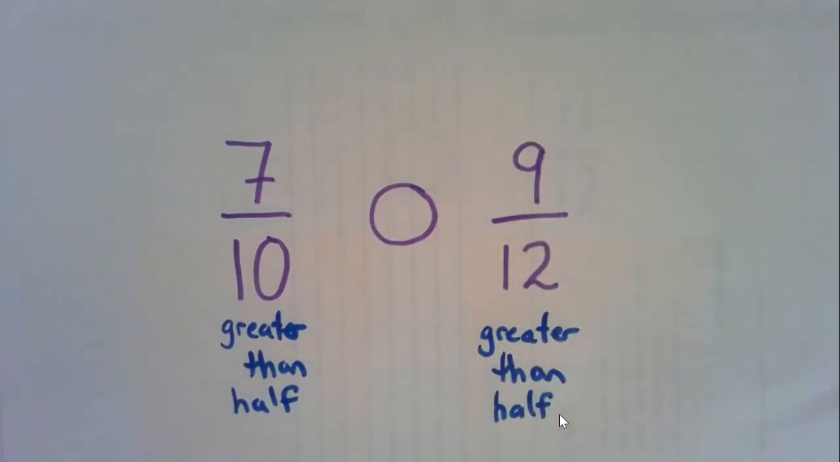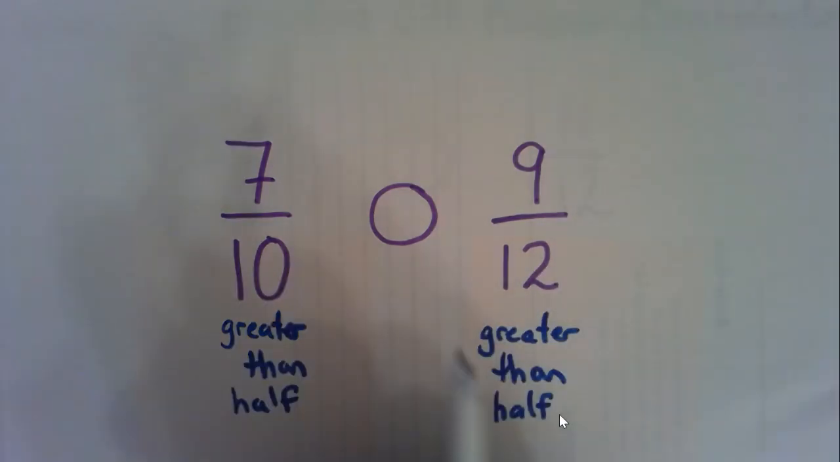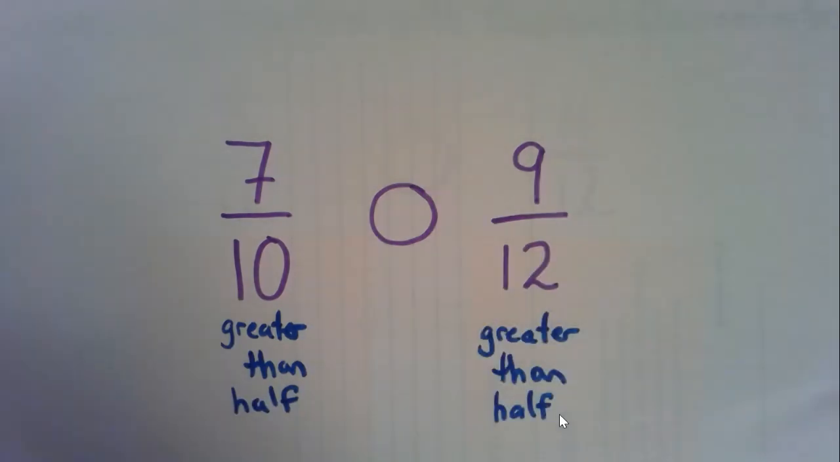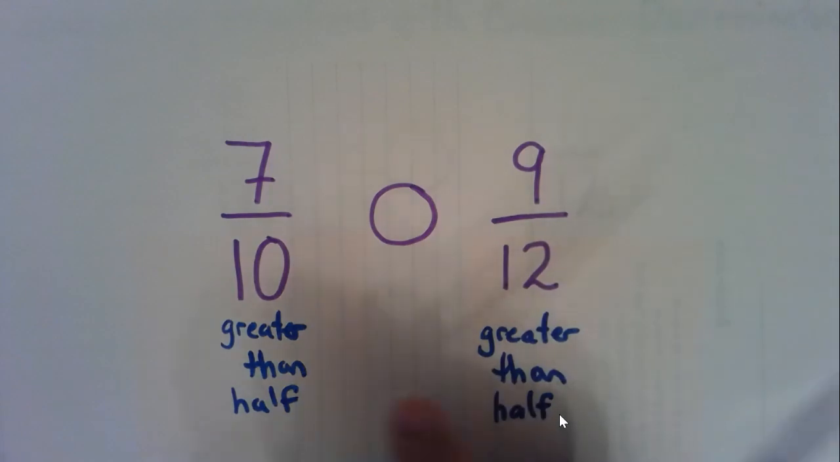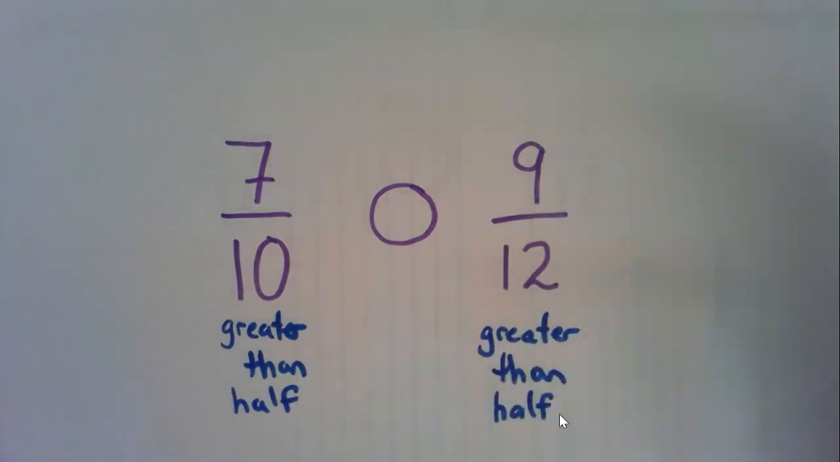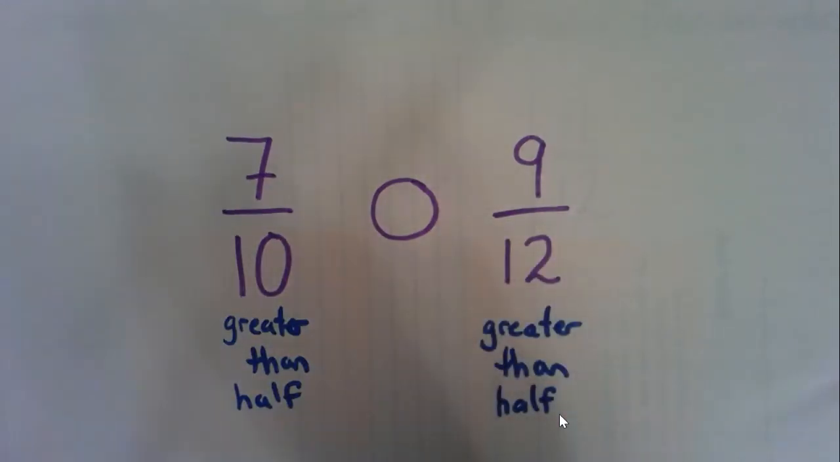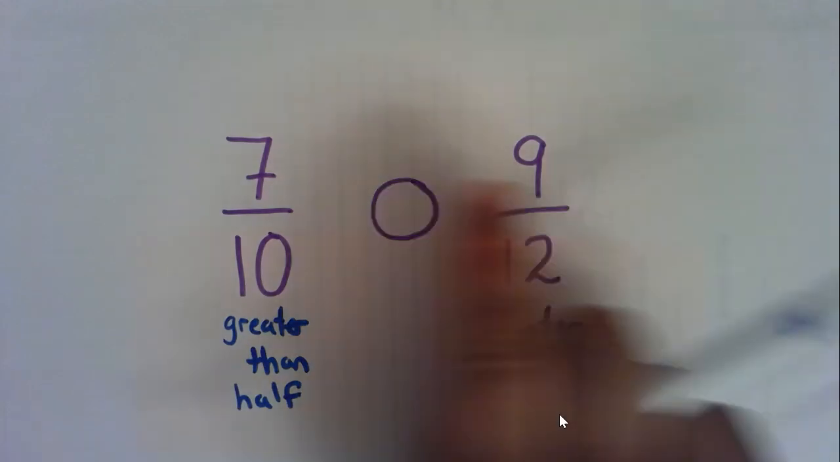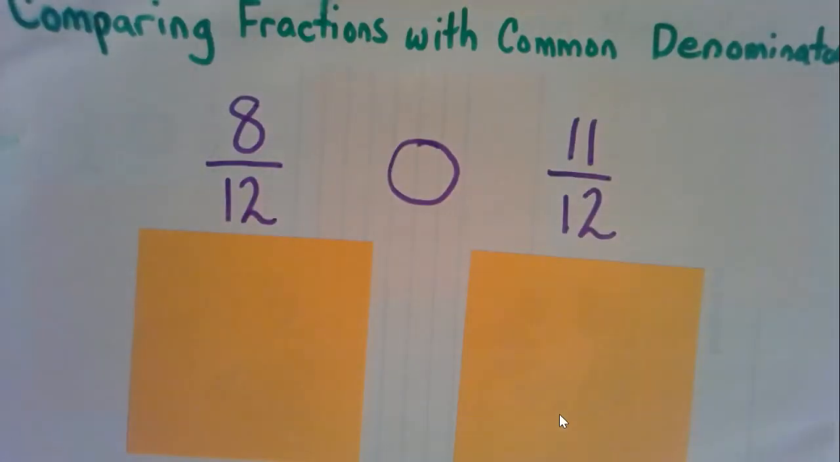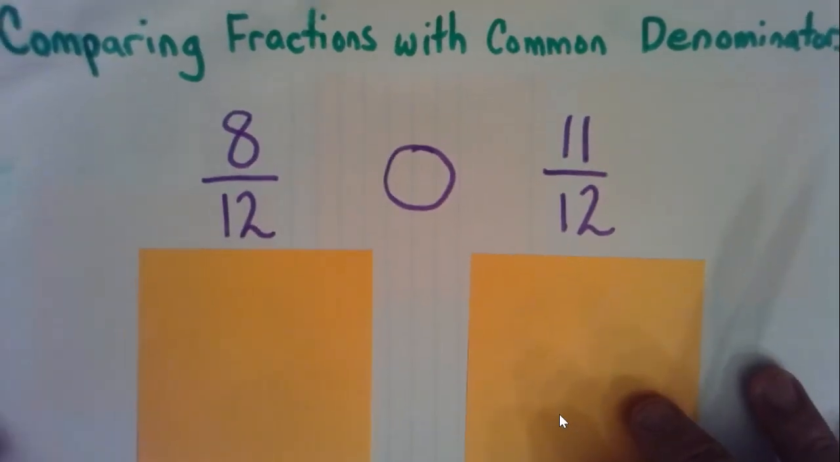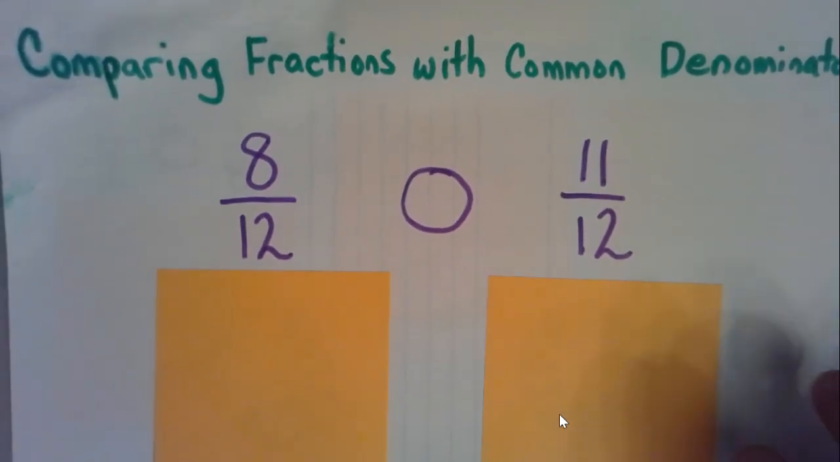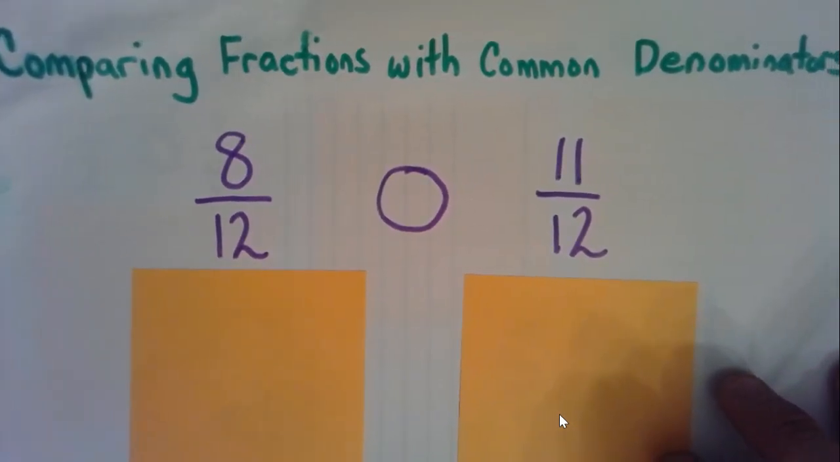So, gosh, our strategy stops working for us. Now, somebody might think that that means that 7/10 and 9/12 are equal because they're both greater than 1/2, but that's not true. We can't assume that these are equal just because they both happen to be greater than 1/2. So, in today's lesson, we're going to learn how we can work with fractions like this, how we can figure out which one is greater than the other. So to start things off, we're going to look at comparing fractions with common denominators.